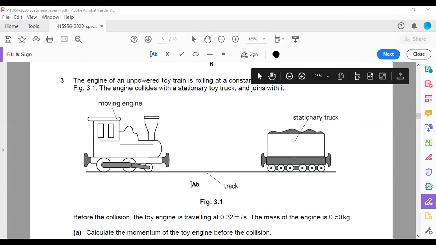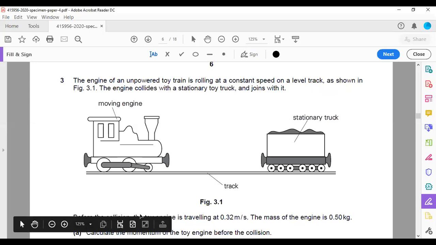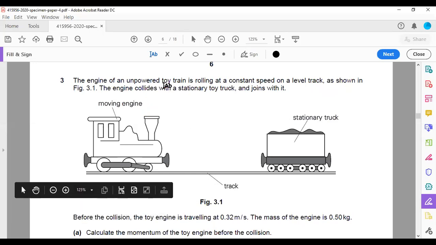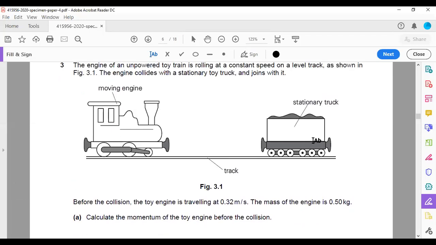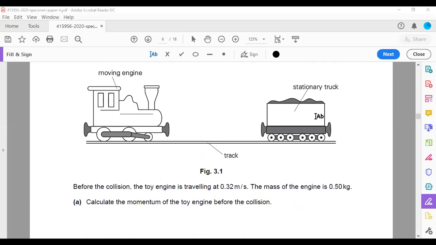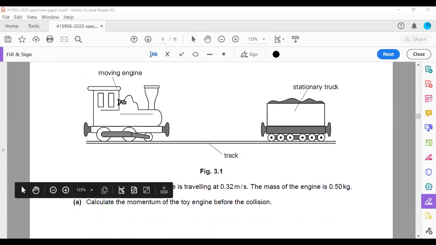So nice. Number 3 now. Question 3 here says the engine of an unpowered toy train is rolling at a constant speed on a level track as shown in figure 3.1. So you have a stationary track here and this engine is going to collide with the stationary track. Stationary track means that your velocity is going to be 0. Good. They ask you to calculate the momentum of the toy engine. That's this one that's moving.